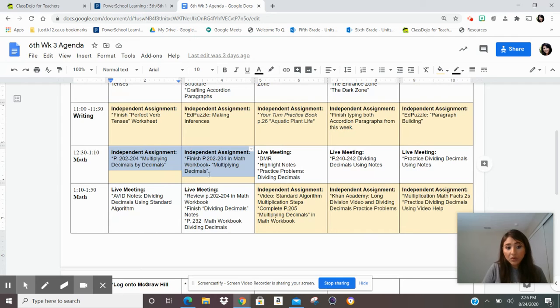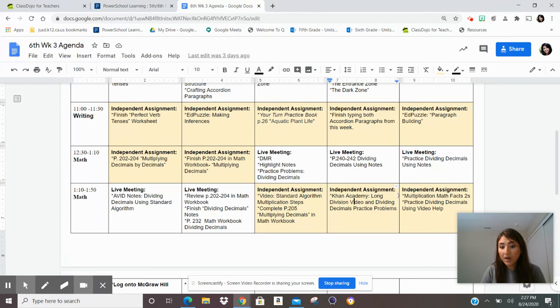She had page 202. I gave them 2 days to finish that to 204. And I even went over those problems with them. And then these days, that's the only document they had to turn in. And then Wednesday, they had a video to use. Oh, and then they did page 205 of multiplying decimals in their math workbook. So that was 2 different pages. So 202 to 204 was one assignment, and then page 205 was the second assignment.